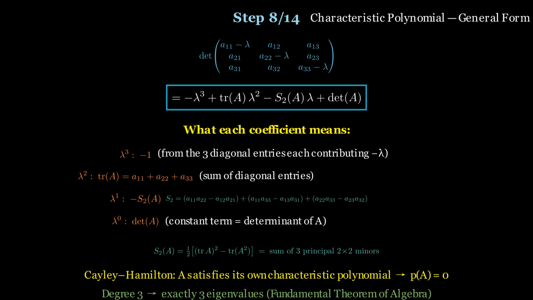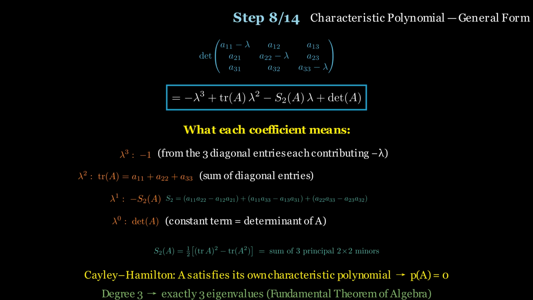The quadratic coefficient is the trace of A, the sum of diagonal entries. The linear coefficient is minus S2 of A, the sum of the three 2x2 principal minors: A11 A22 minus A12 A21, plus A11 A33 minus A13 A31, plus A22 A33 minus A23 A32. The constant term is the full determinant of A.